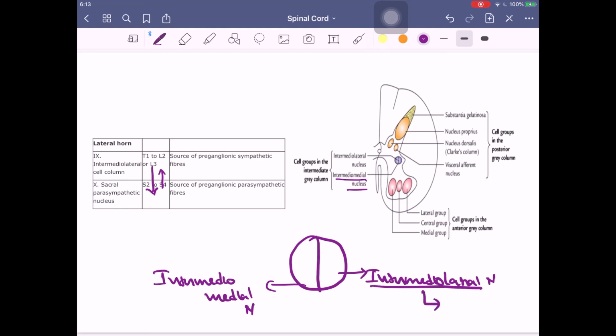So this should be down and this should be up, because your medial nucleus is for your parasympathetic. So this is intermedio medial and this one is intermedio lateral. So the intermedio lateral nucleus is for your sympathetic.